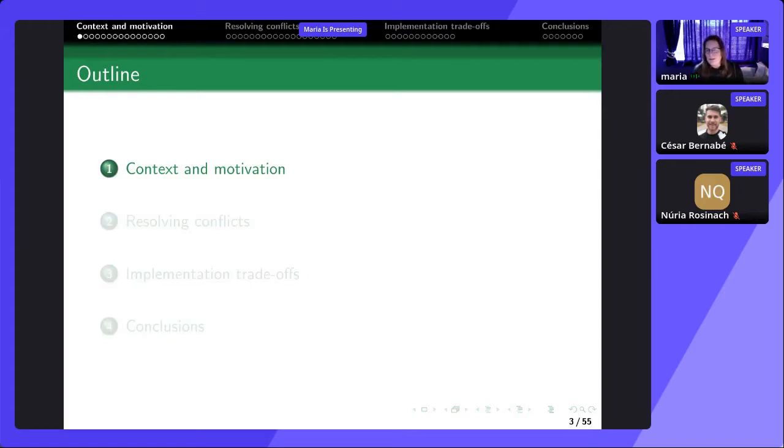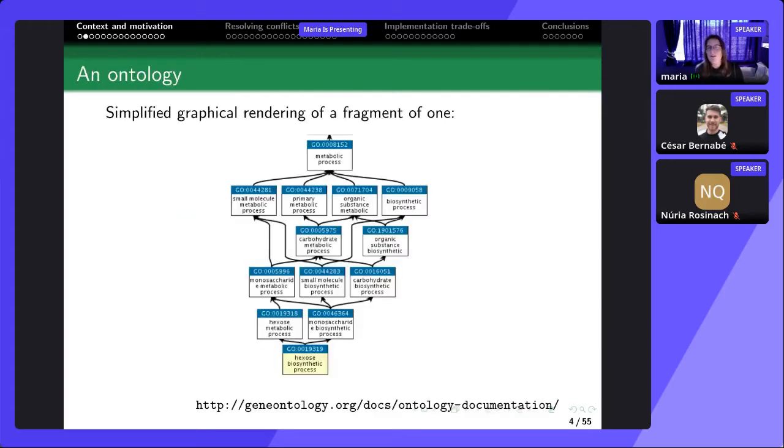So with respect to the context and the motivation, I hope you have heard at least about ontologies. It is, however, difficult to give one nice definition of an ontology. You see here a simplified graphical rendering of a fragment of the Gene Ontology. The key components, basically what you will see in an ontology, is that you have classes. They may be concept universals or entity types, whatever you want to call them. You have relations between those classes, what you see here on the slide with the arrows.